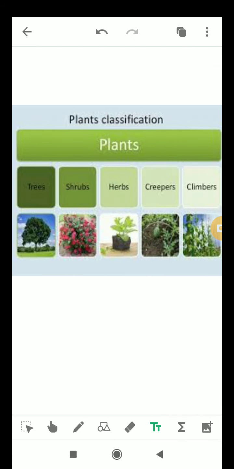So there are categories of plants on the basis of size and nature of stem. Most plants are classified into three categories, and they are trees, shrubs, and herbs. And there are also two other types: creepers and climbers. So let us look at them and try to know them.